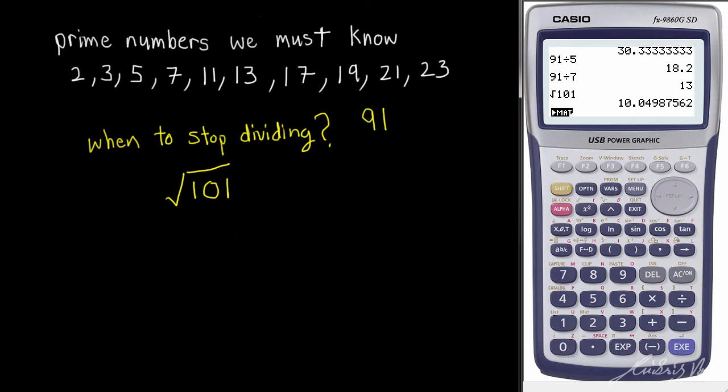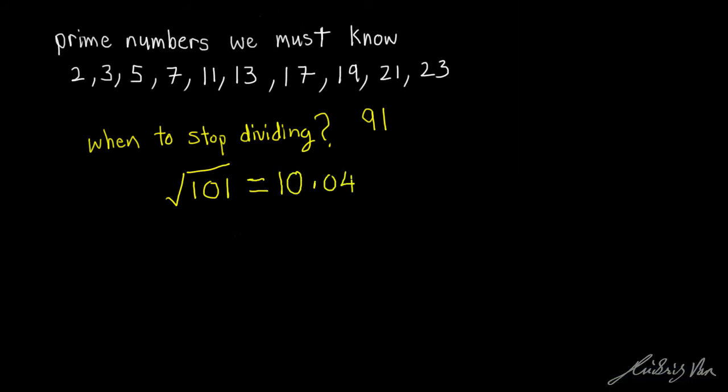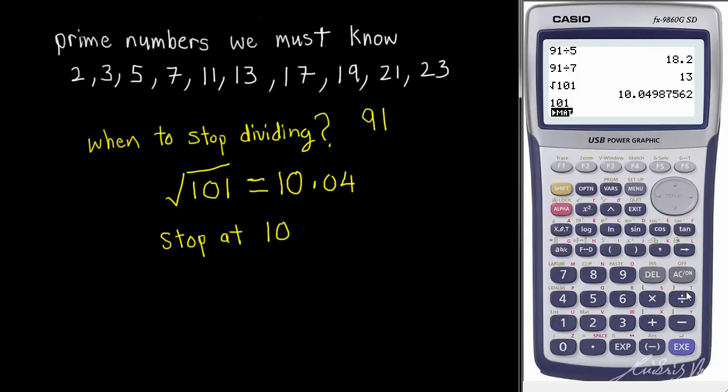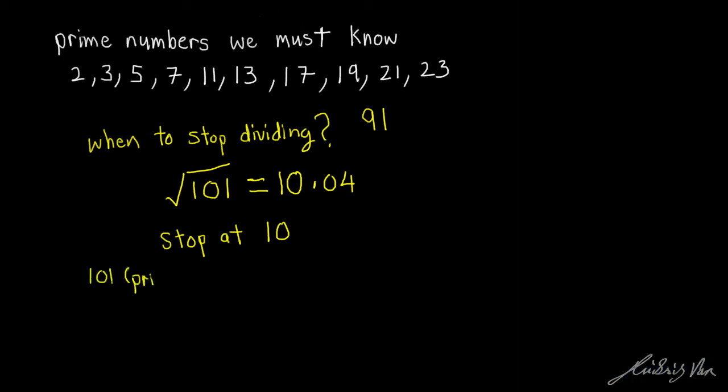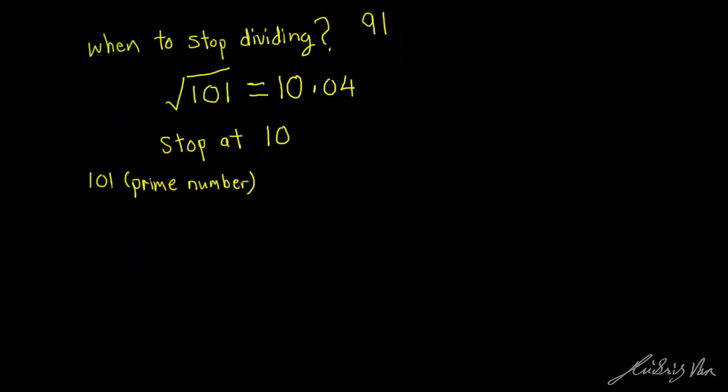We will get 10.04. And we will stop at the smaller prime number that is closer to 10, in this case 7. So we start off by dividing 101 by 3, which doesn't give a whole number, so the next prime number, which is 5, followed by 7. Since 101 is not divisible by 7, it is a prime number, because 101 will not be divisible by any larger number. Let me just go through a few more examples.